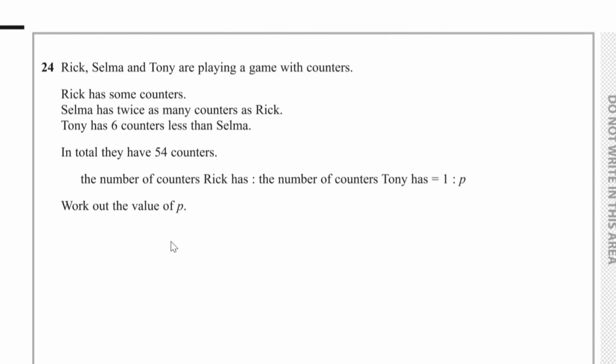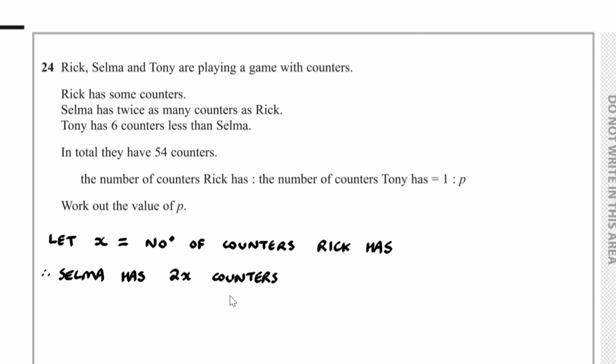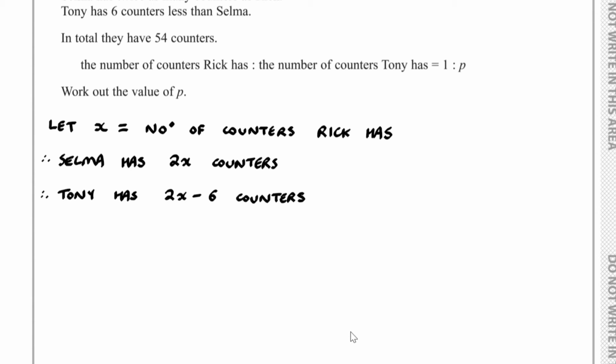So, in this question, what we will do is we will let x equal the number of counters Rick has. And if that's the case, then Selma has twice as many as Rick. So Selma has 2x counters, and Tony has 6 less than Selma. So Tony has 2x minus 6 counters. And we know that the total number of counters is 54. So I've got x plus 2x plus 2x minus 6 equals 54.